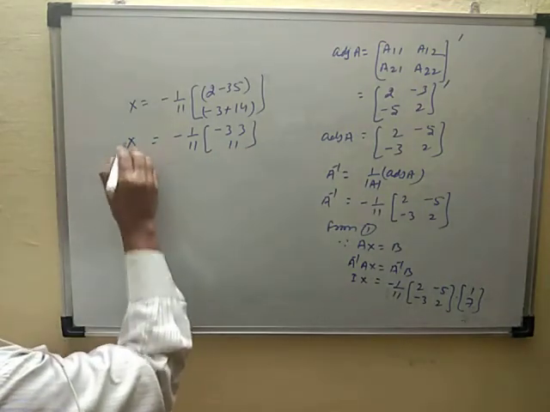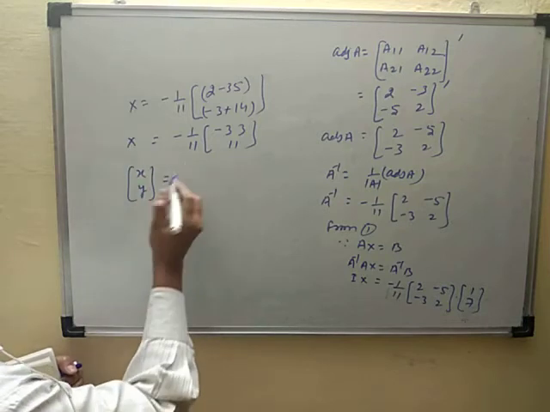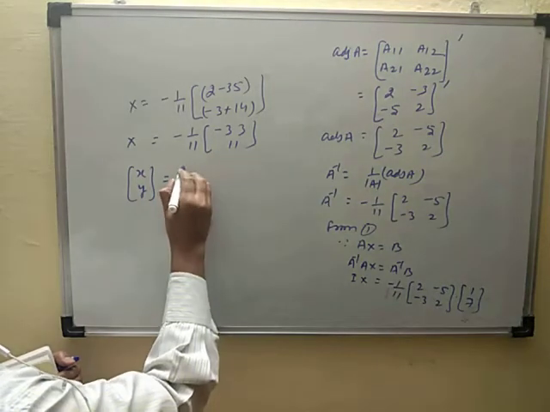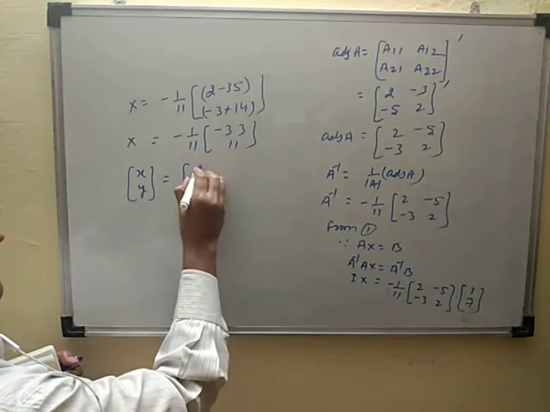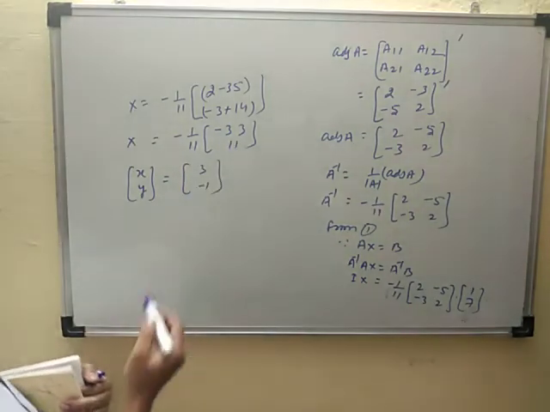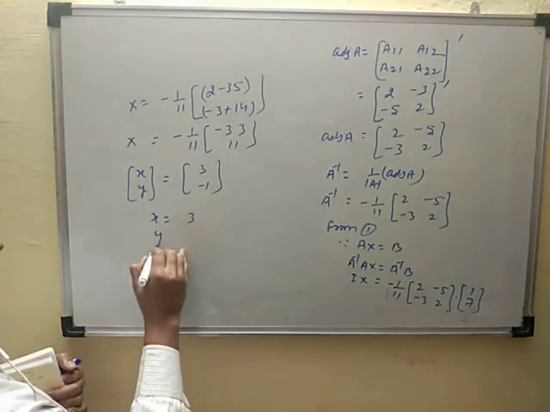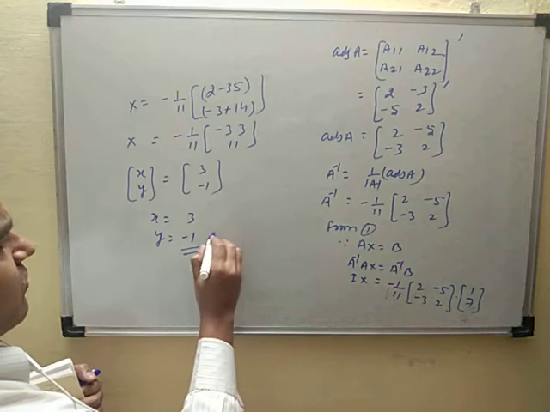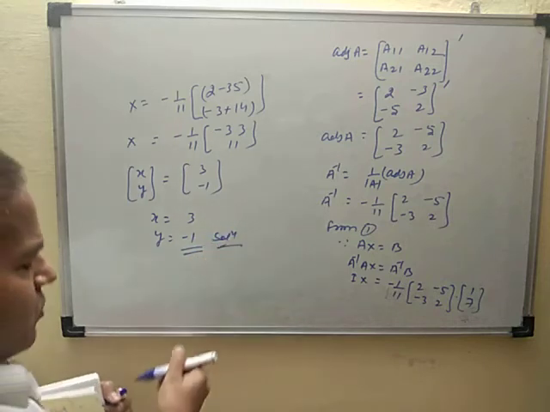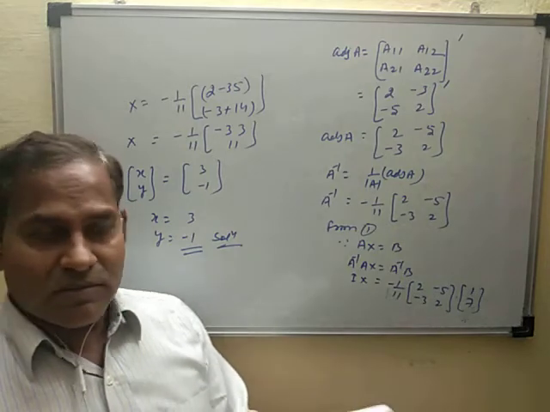And what is the value of X? X is the column X, Y. This is equal to, now divided by minus 11. When divided by minus 11, this becomes 3 and this becomes minus 1. Now compare it. X is equal to 3 and y is equal to 1. This is the solution. So using the matrix method, this is the solution.